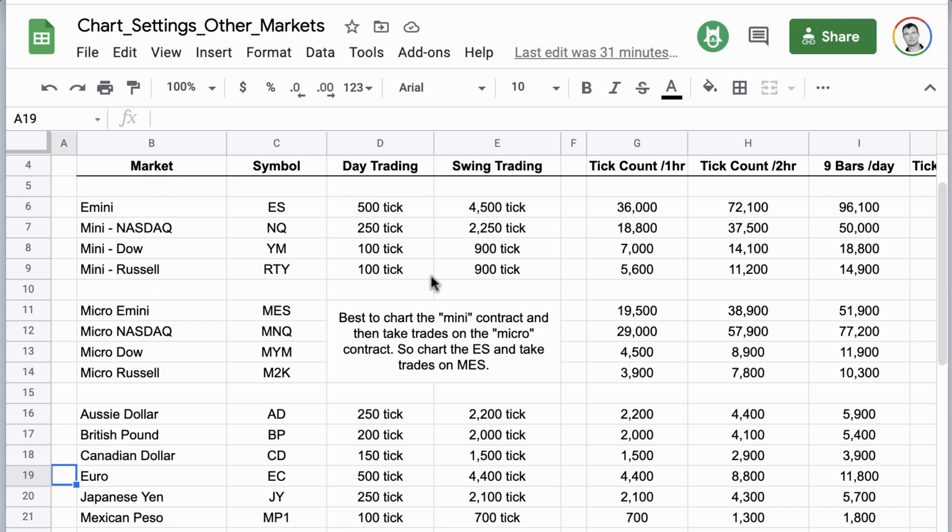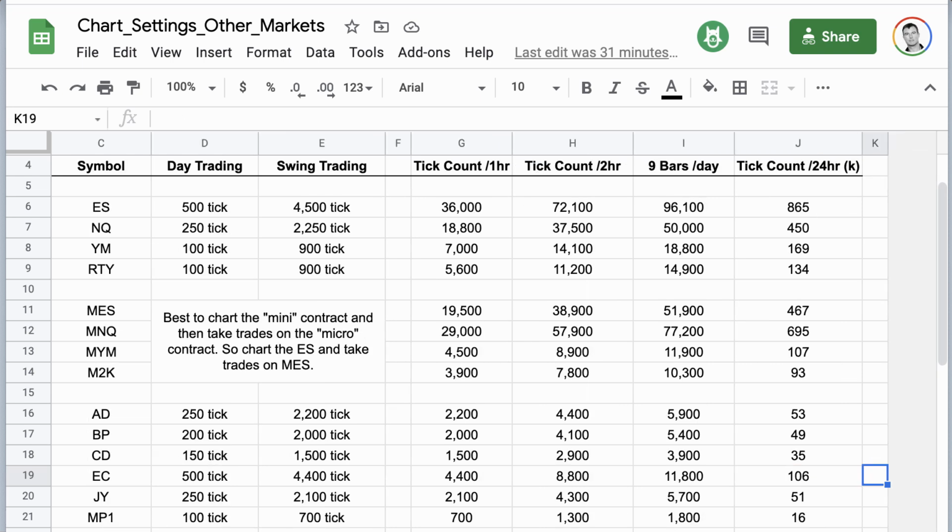Now, this is how the data is used. So here's the euro, come down to this line here, and what I start with is just putting in the raw data. So that's the tick count for a 24-hour period. When I looked at this last week, when I updated this spreadsheet, the number was about 106,000 there, and then we calculate 2 or 3 different numbers here.